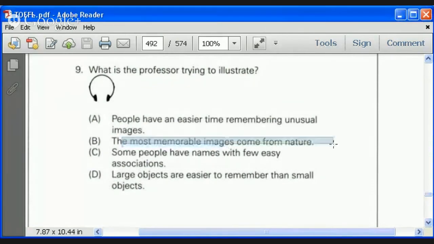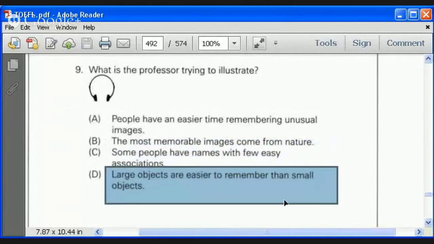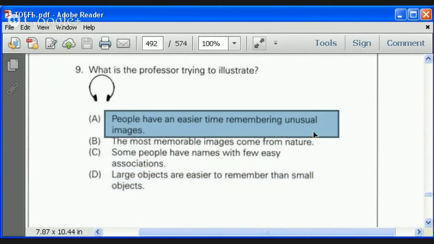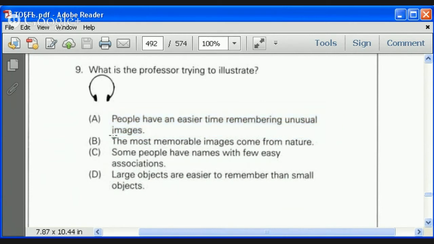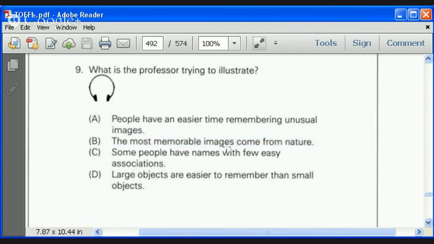These answers are all related to the idea of association, associating a memory with a visual image. Great. People have an easier time remembering unusual images. If you remember, the professor talked about, think of a crazy thing sitting in a flower, whatever. Great, that seems to fit. Most memorable images come from nature. That's not the idea. It just happened, coincidentally, that his example had to do with a flower. So no, that doesn't seem good.